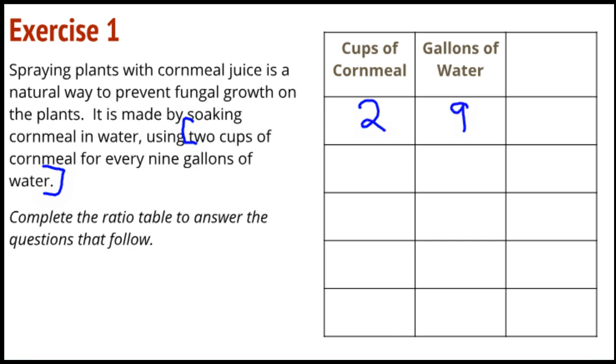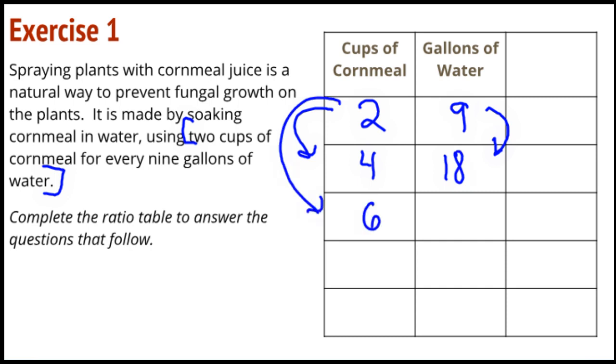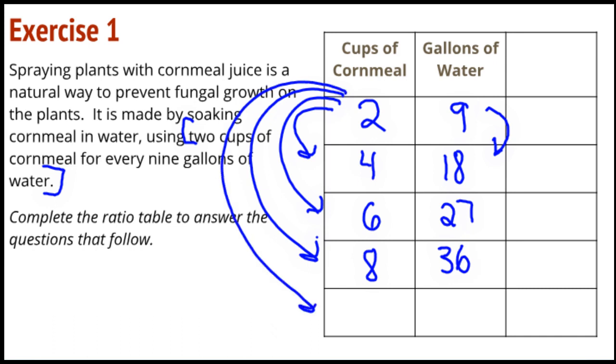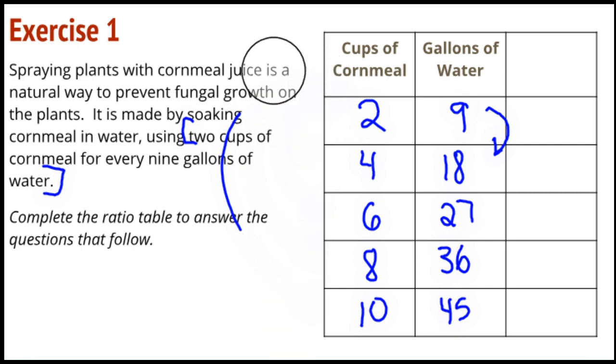And now I'm going to scale up. I'm going to use some multiplication. I'm going to double, which would give me 4 and 18. I'm going to triple, which will give me 6 and 27. I'm going to quadruple, which will give me 8 and 36. And then I'm going to quintuple, meaning multiply times 5, 10 and 45. So now I have a ratio table that I can use to answer some questions.